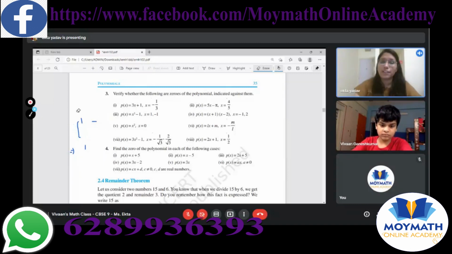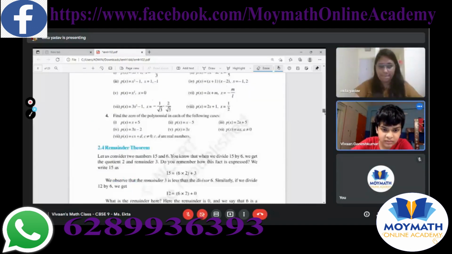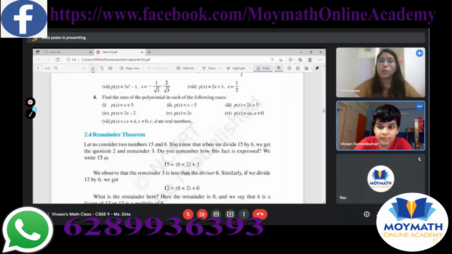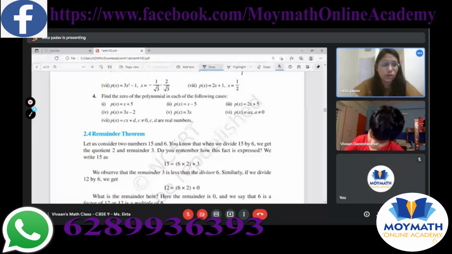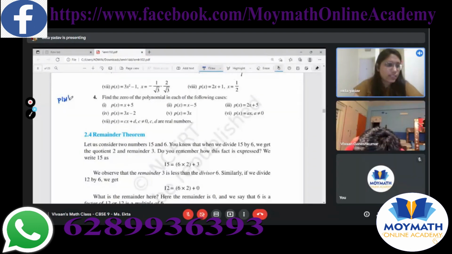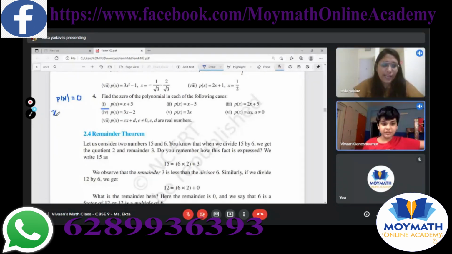So to find the 0, what is the procedure, Vivan? We discussed this. You will equate the polynomial to 0. First step. So in each step, we will put our px equal to 0. We need to find the 0. Our px in part number 1 is x plus 5. The 0 of this polynomial is minus 5. Superb. Next one.